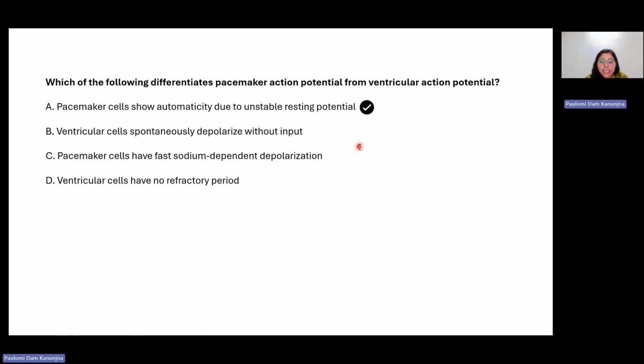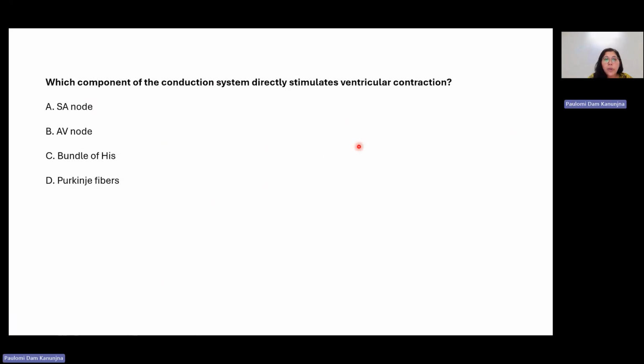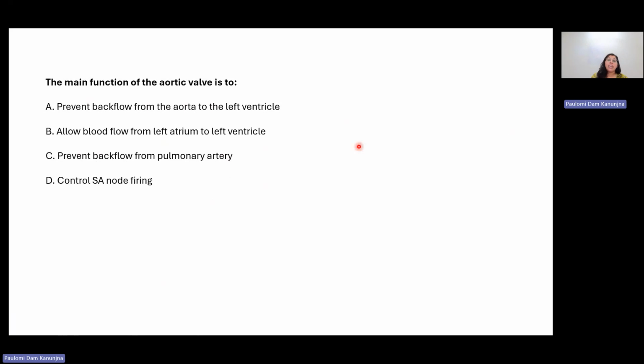And pacemaker cells, as we know, they mainly rely on calcium influx for depolarization. But that happens because they already have those channels which can function at their minus 60 millivolts, right? Okay. Next, which component of the conduction system directly stimulates ventricular conduction? So in case of all these different components, which one is the one that directly acts on the ventricular conduction, which has to be towards the end? Purkinje fibers.